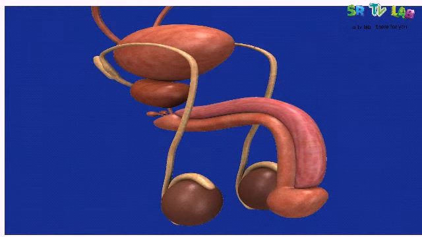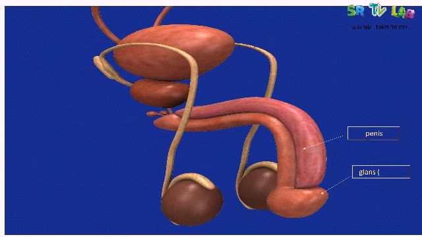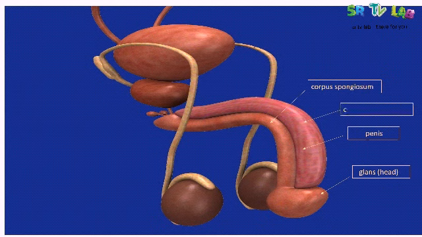Here is the whole male reproductive system. We are going to start with this part. It is called the penis. The penis has three main parts. Here we see the glans, or the head of the penis. This lower part of the penis is called corpus spongiosum, and this top part of the penis is called corpus cavernosum.